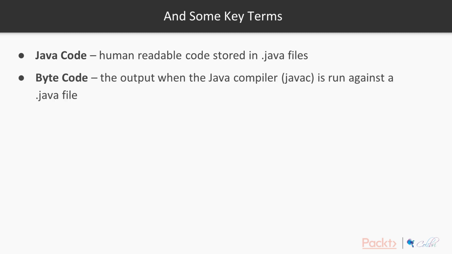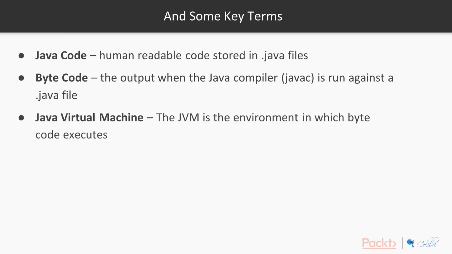Next, we have bytecode. So once the Java compiler, otherwise known as javac, runs, it compiles these Java files into bytecode. So this is machine readable. It's not human readable. So the output of a Java compilation step is some bytecode. Next, we have the Java Virtual Machine, almost exclusively referred to as the JVM. And this is the environment in which bytecode executes. And it's this tool that allows Java to run consistently across multiple environments.